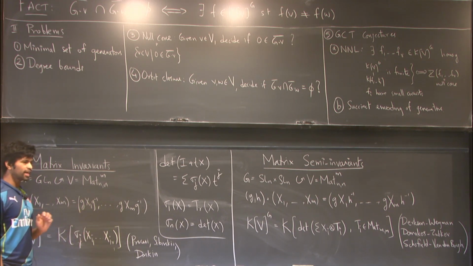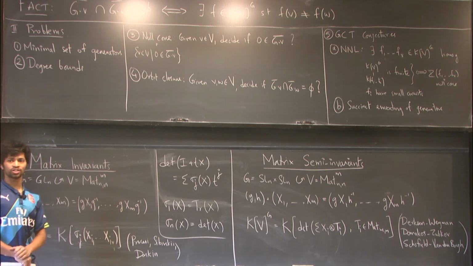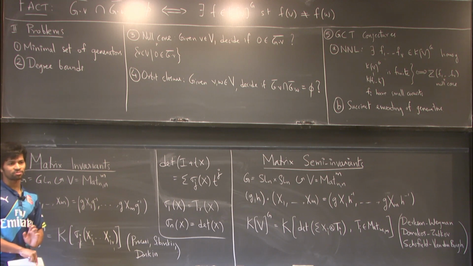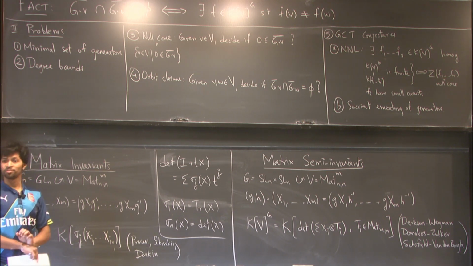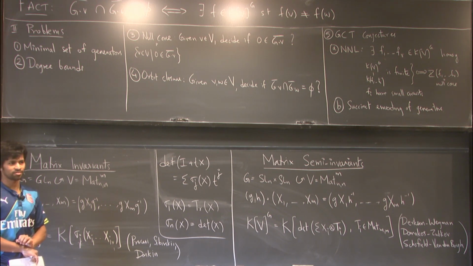Now let me just tell you some invariants and let's see if we agree. If I take the trace of x1, is this an invariant function? This is an invariant function because if you conjugate a matrix, the trace doesn't change. Correct? What about the determinant? The determinant also doesn't change, right?